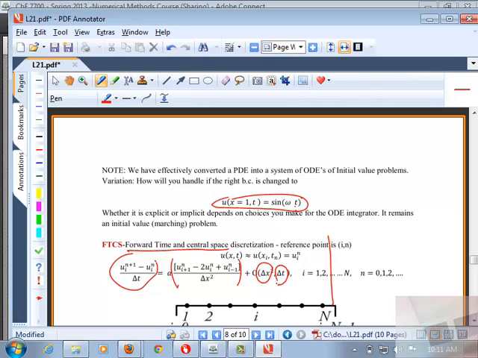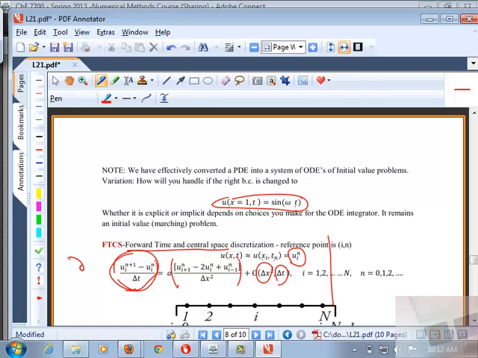So when I keep x constant, that index will remain the same in every term. Similarly, on the right hand side, t is constant, so n will be constant. So the derivative is only with respect to x. That means i minus 1, i plus 1. So the truncation error is of order delta x square and delta t.